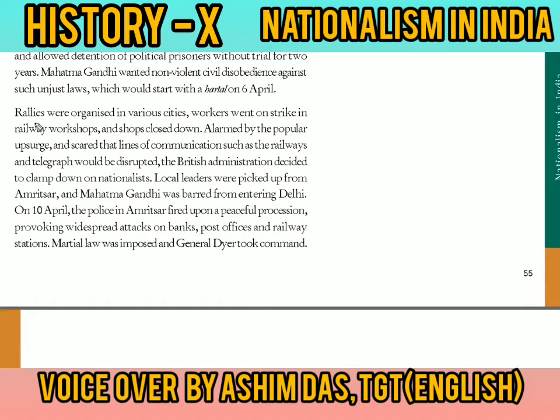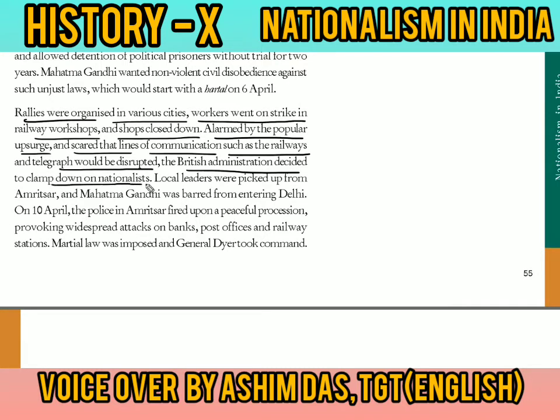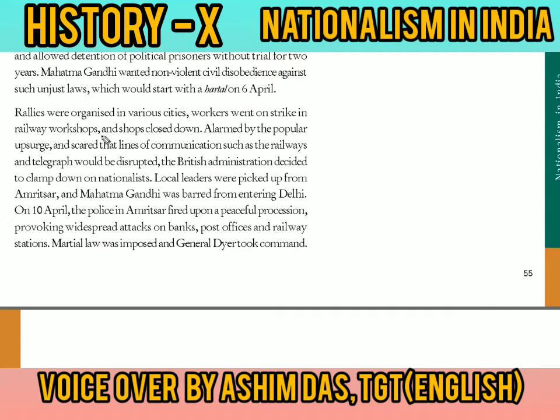Now, rallies were organized, people came out on the roads in various cities, workers went on strike in the railway workshop, and all the shops were closed down. Alarmed by this popular upsurge and scared that lines of communication like railways and telegraph would be disrupted, the British soldiers and the administration decided to clamp down, to put some kind of control on the nationalists. Many people were taken as prisoners, like local leaders. These local leaders were very important in bringing all the people together, and they were picked up from Amritsar, and Mahatma Gandhi was barred. He was not allowed to enter Delhi.